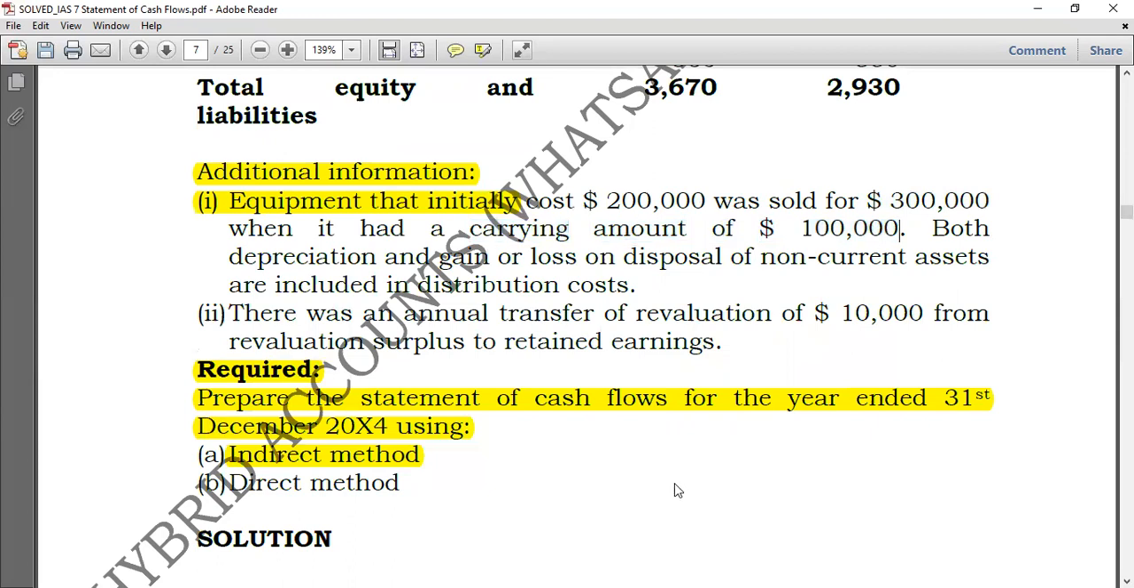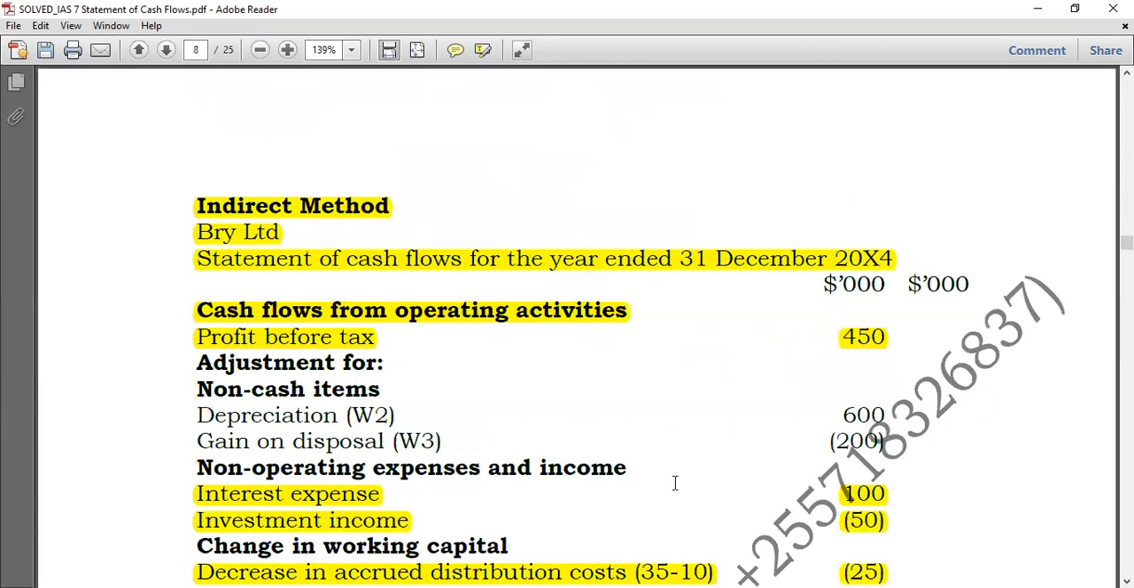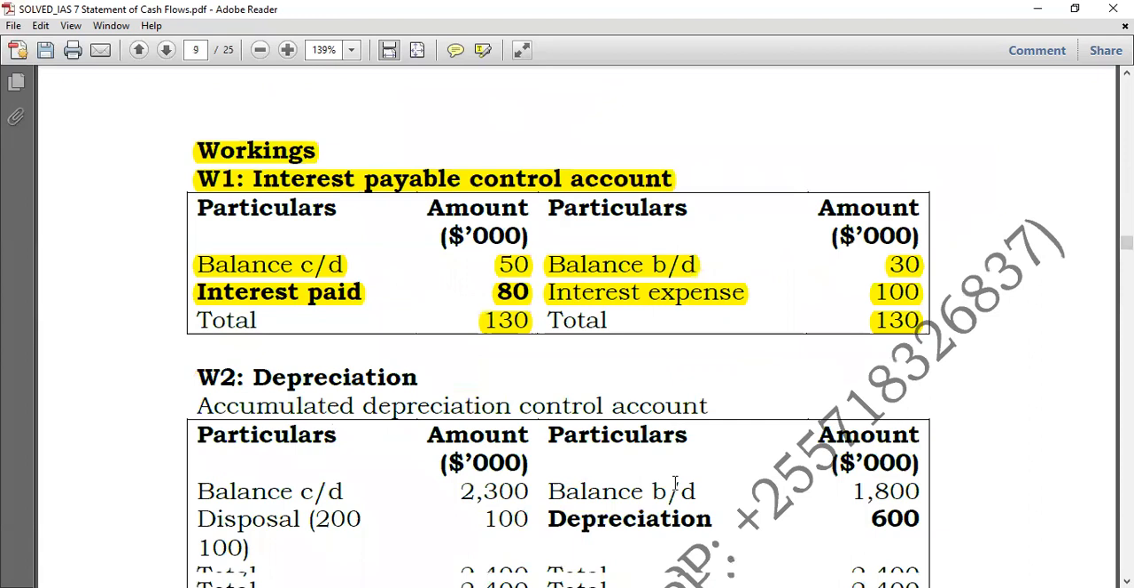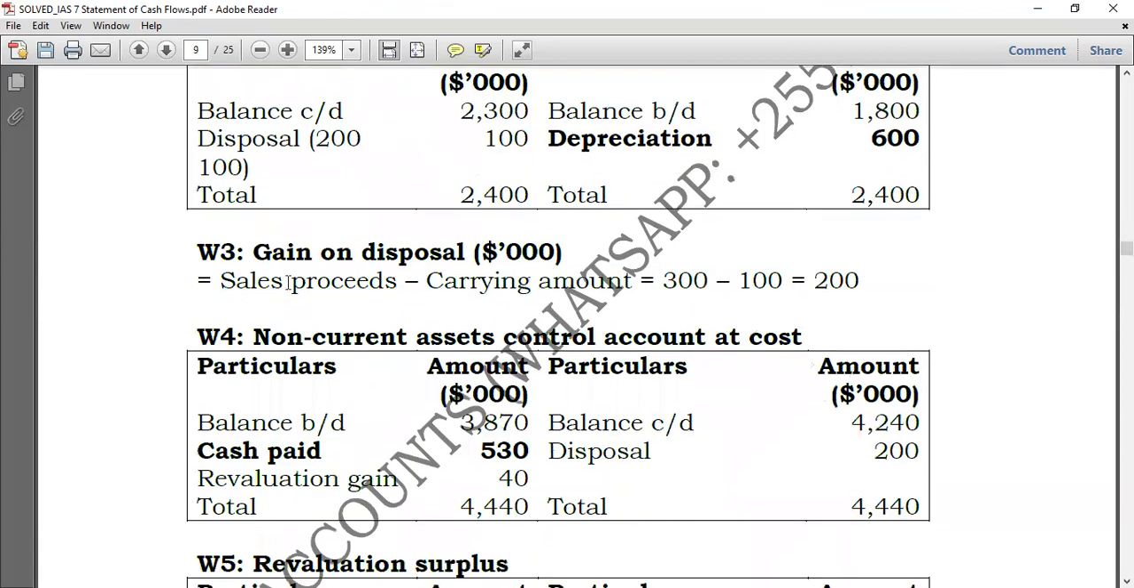So obviously there's a gain of $200,000. So let's just go and take a look at it here. Gain on disposal. I said sales proceeds minus carrying amount, 300 minus 100, which amounts to 200. Now, how do I deal with this? One item after another as usual. How do I do it?